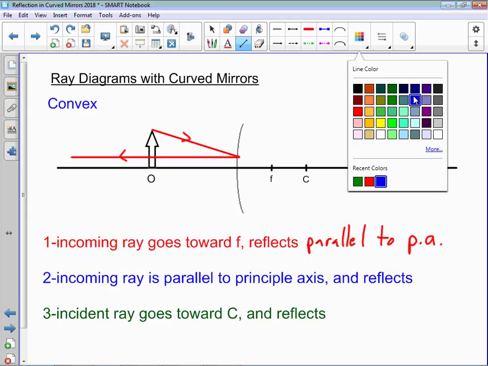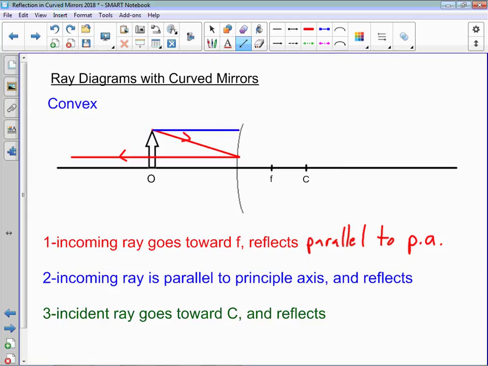And we'll start it off in the same spot, and it comes in parallel to the principal axis. Okay, good. Now, it's going to then reflect, and when it reflects, it's going to have something to do with the focus. So anything that's parallel to the principal axis has something to do with the focus. So in this case, we can't make it reflect to the focus because the light ray cannot go through the mirror. But what we can do is have it reflect from the focus.